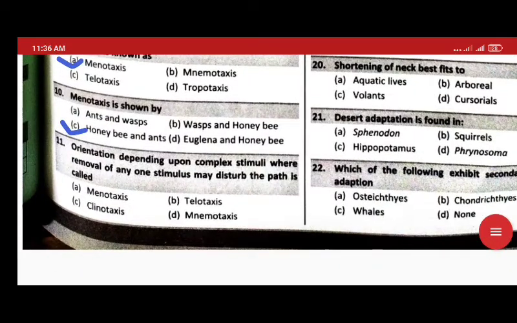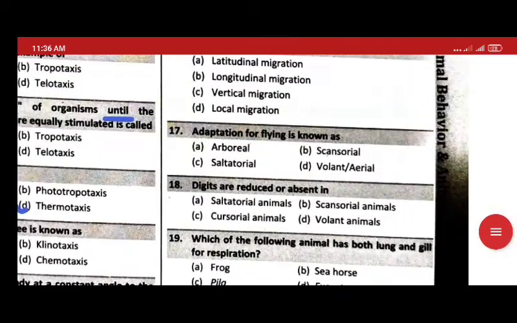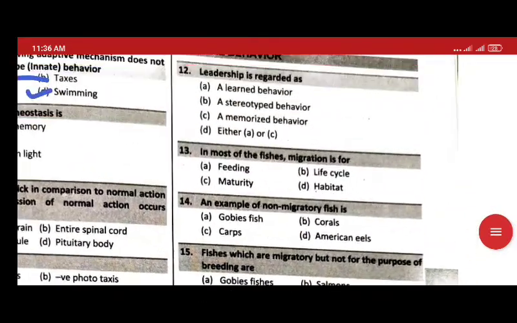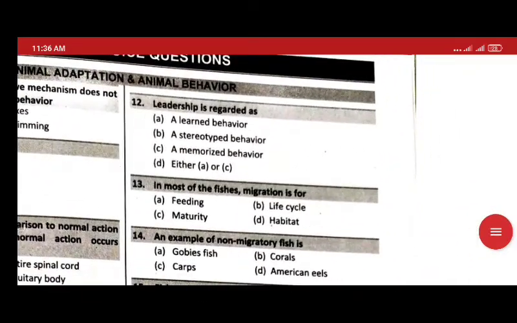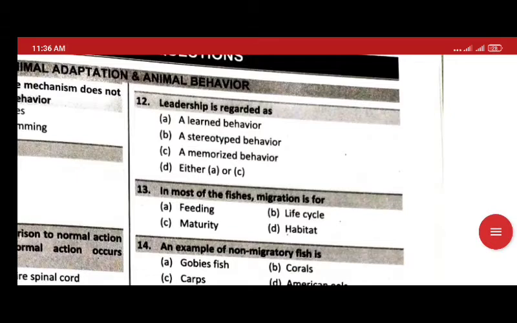Now orientation depending upon complex stimulus where removal of any one stimulus may disturb the path. This type of adaptation is mnemotaxis, and if they are disturbed, then they will go to their unnatural habitat, not their home. Now 12, leadership is regarded as what? Leadership is regarded among these as a stereotype behavior.